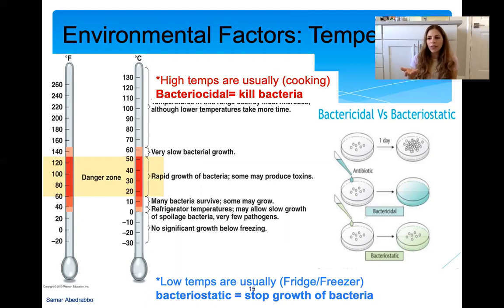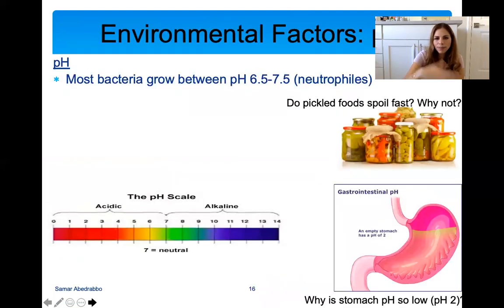That's why food in the refrigerator eventually goes bad. It slows down the growth. So this is an example of why food will eventually go bad, whether it's left at room temperature or you put it in the refrigerator, but it will last longer in the refrigerator because the refrigerator is bacteriostatic. It'll just stop the bacteria from further growing. And we'll talk more about these terms in a little bit.